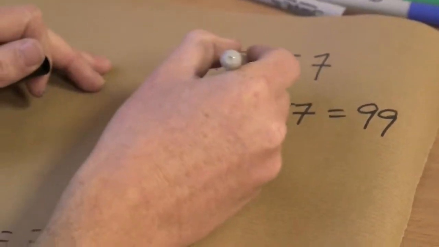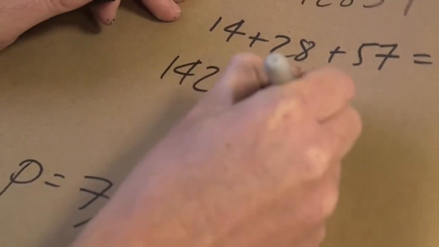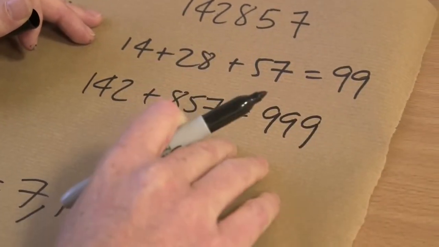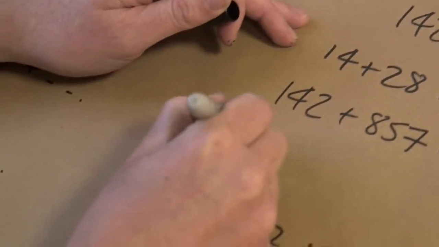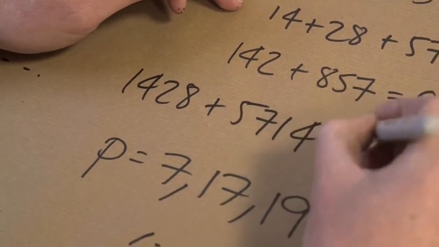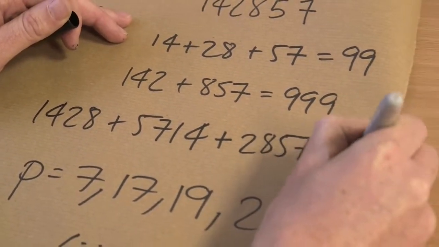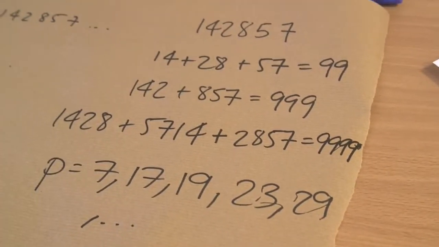Let me do this. Let me take 3. 142 plus 857. I add them together. What do I get? 999. Right? Let me even do this. Let me do 4, right? I get 1428 plus 5714, and I have to use every number the same number of times, plus 2857. What's that? 9, 9, 9, 9. That's amazing. It's amazing. I just love it.